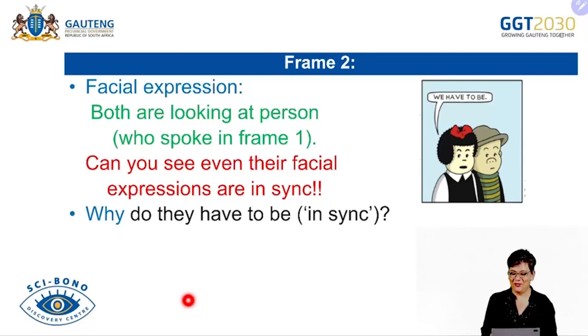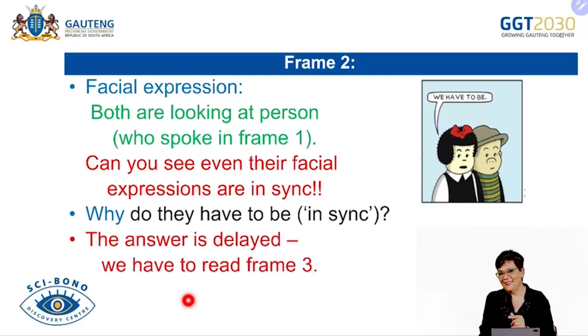Right. Now, why do they have to be in sync? Because Nancy says here, we have to be, meaning we have to be in sync. Now, the question is, why do they have to be in sync? We don't know, and we will only get the answer in frame 3.